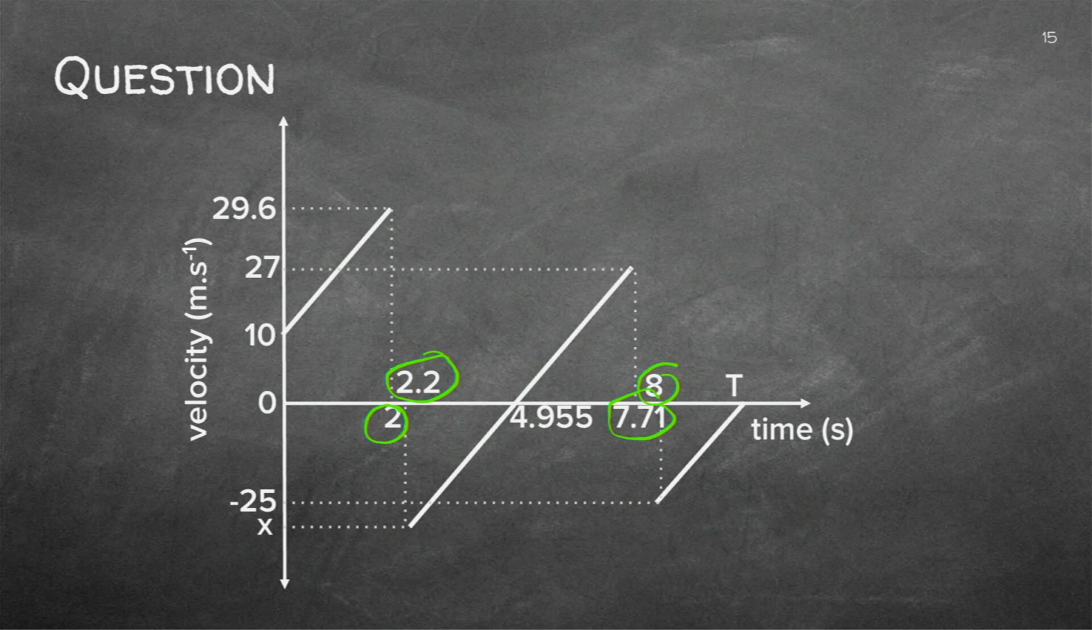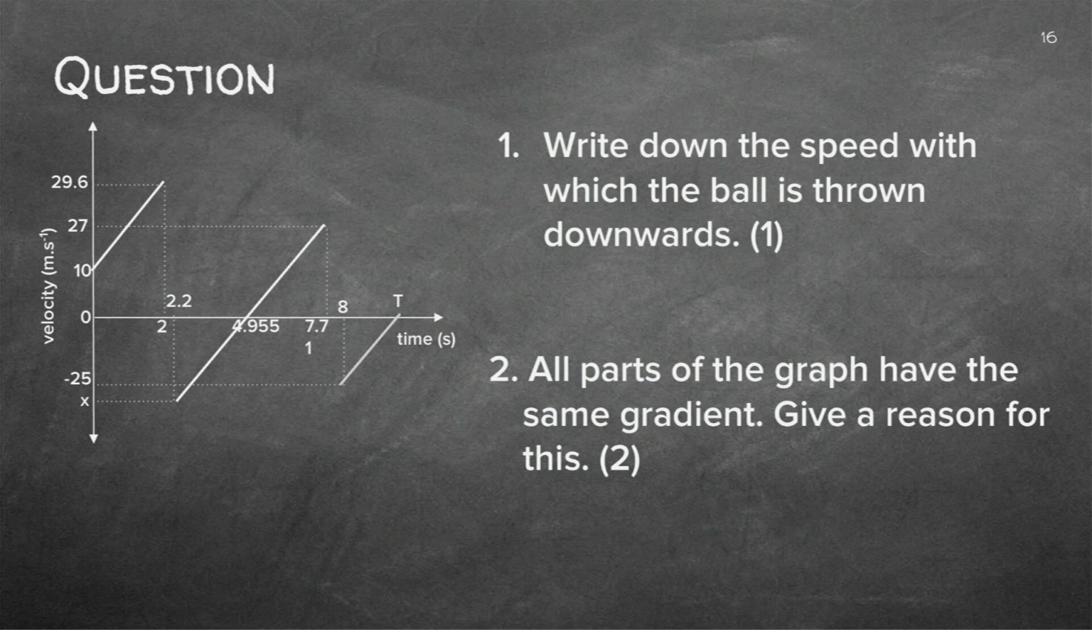Let's see which questions they are asking me. Write down the speed which the ball is thrown downwards. So have a look, where does your graph start? It starts at 10. So my velocity graph says to me the speed when it started was 10 meters per second. I just read it off my graph.